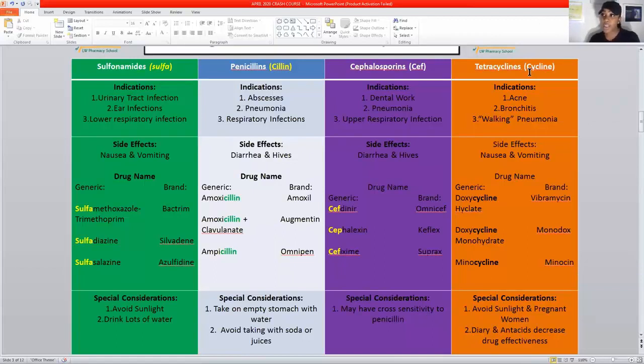Tetracycline. So the word stem here is cycline. It is used to treat acne, bronchitis, and walking pneumonia. Okay. The side effects are nausea and vomiting. Oh my God, there's nausea and vomiting again. It was just over here, now it's over here. Again, like I told you, you're going to see multiple side effects.